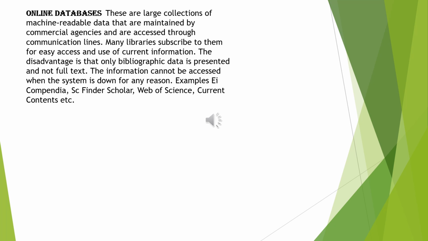Online databases. These are large collections of machine-readable data that are maintained by commercial agencies and are accessed through communication lines. Many libraries subscribe to them for easy access and use of current information. The disadvantage is that only bibliographic data is presented and not full text. The information cannot be accessed when the system is down for any reason. Examples: EI Compendex, SciFinder Scholar, Web of Science, Current Contents, etc.